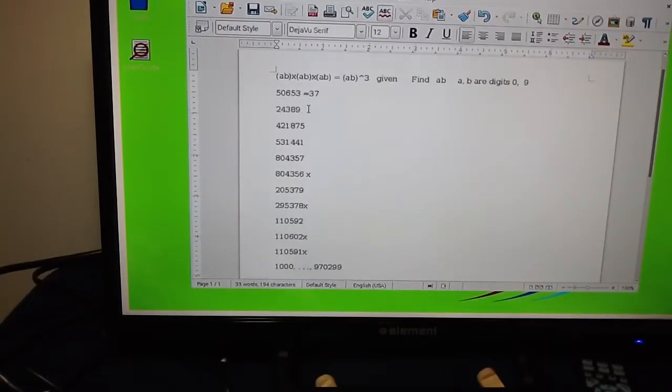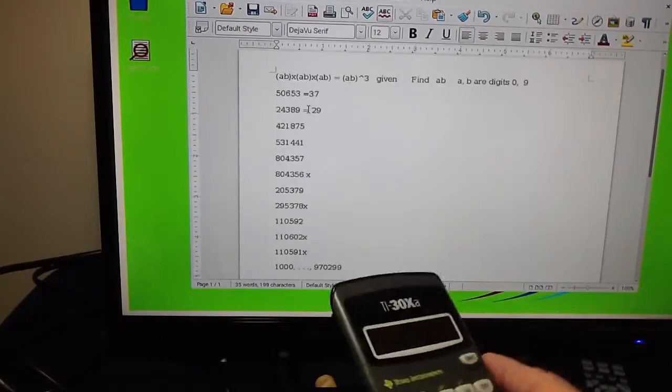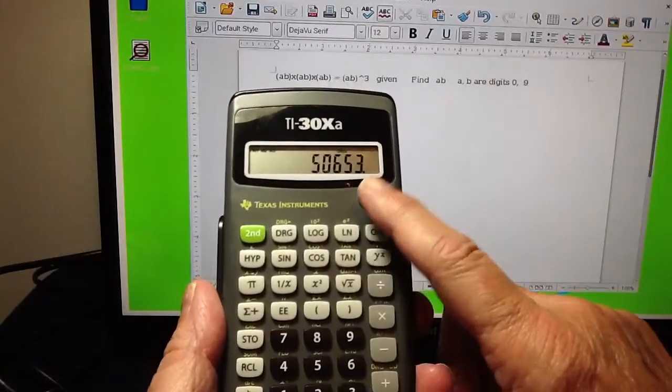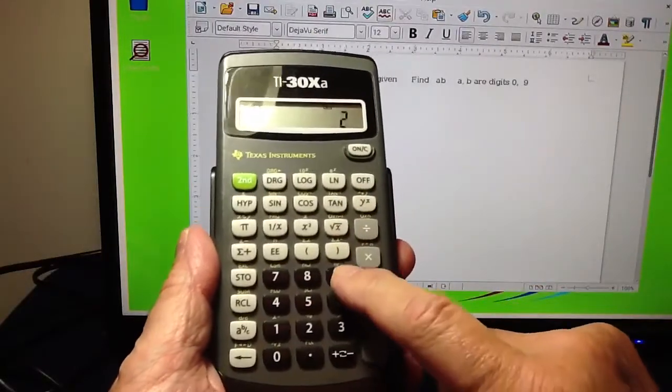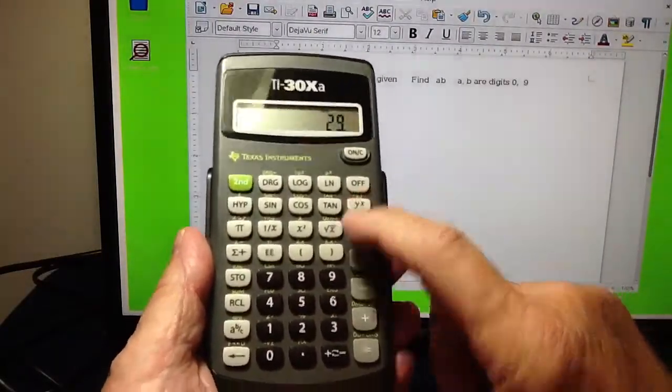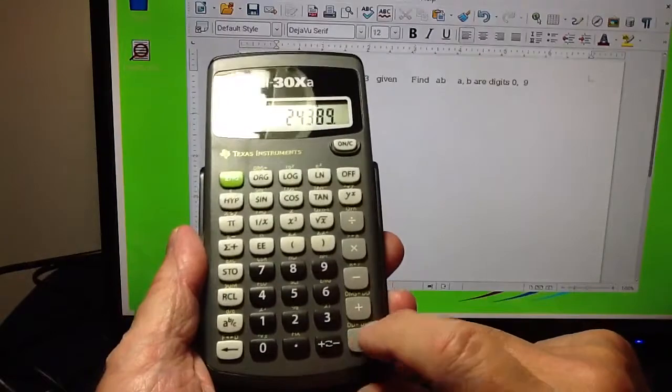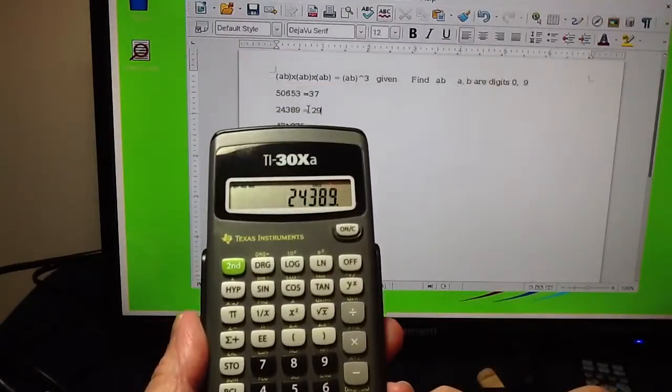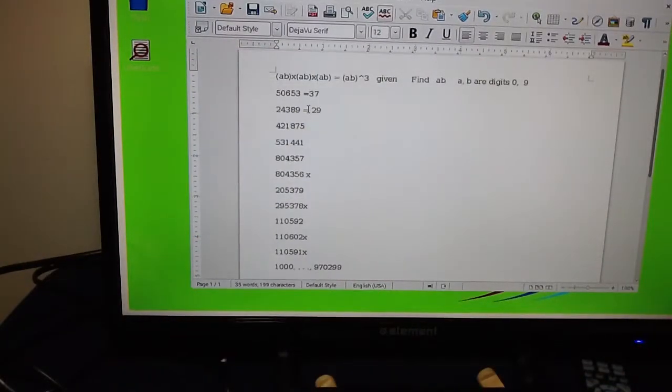So, for example, he came to this next one, and let's see, what would that be? He did it in his head, and he said that would be a 29. And so now we can check that with our calculator. 29, I'm going to clear the calculator. 29, y to the x, cube it, and let's see if we get 24,389. Sure enough, that worked. And he did it in his head just that fast.